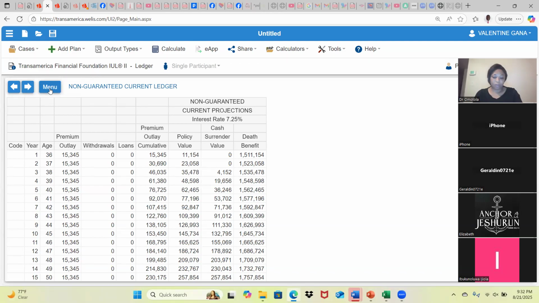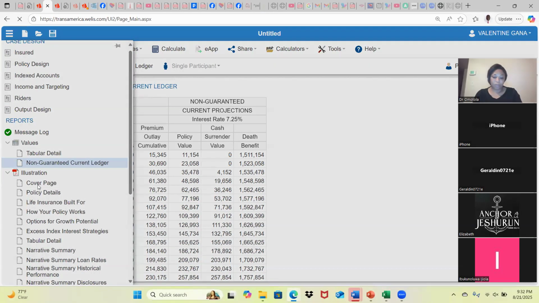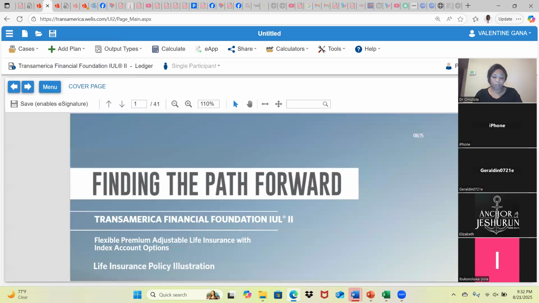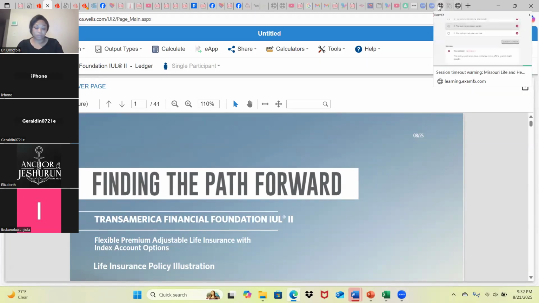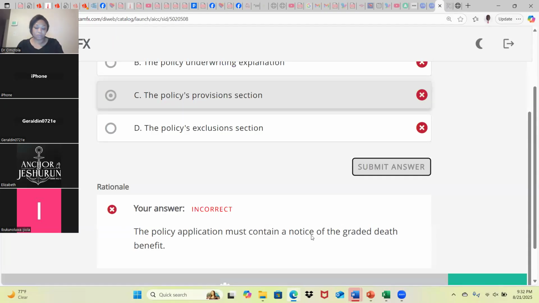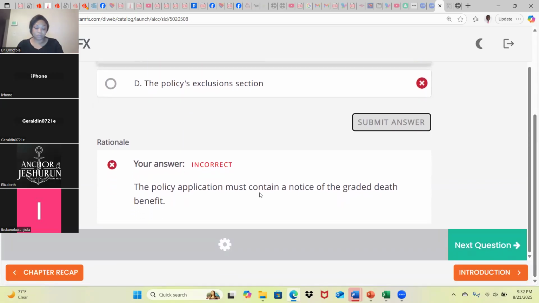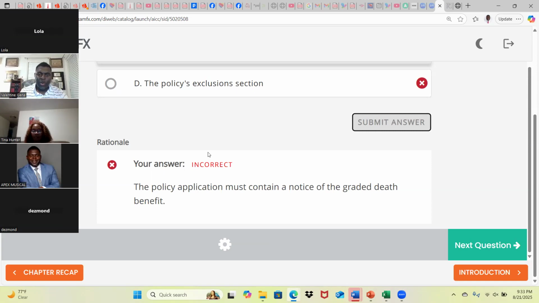And also, you guys are getting your license. Training is going to be very important. The better you understand this, the better you'll be able to explain it to your clients, and the better you'll be able to deliver to them a good policy. So very important. So the policy application must contain a notice of the graded death benefit. Now you see in that whole illustration, it has all of those applications, and that illustration is part of the application. And so yes, it's going to be contained in the policy application.